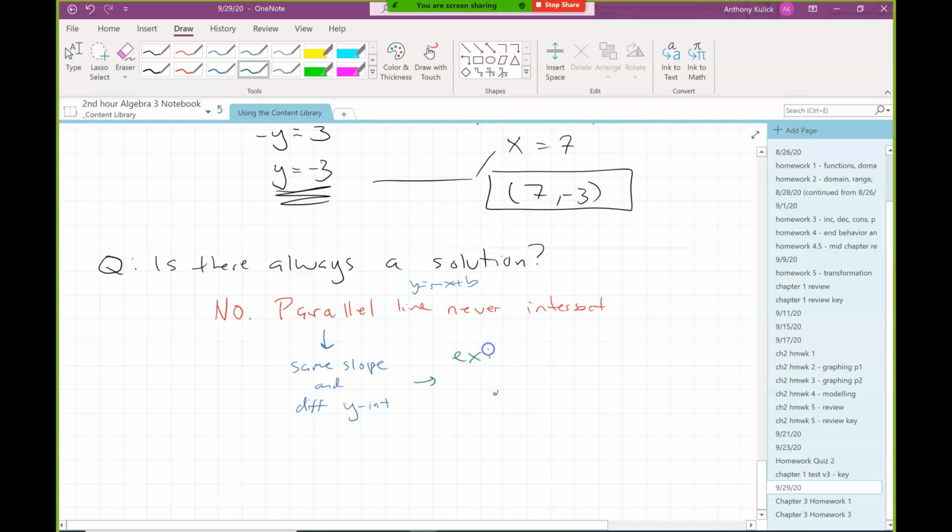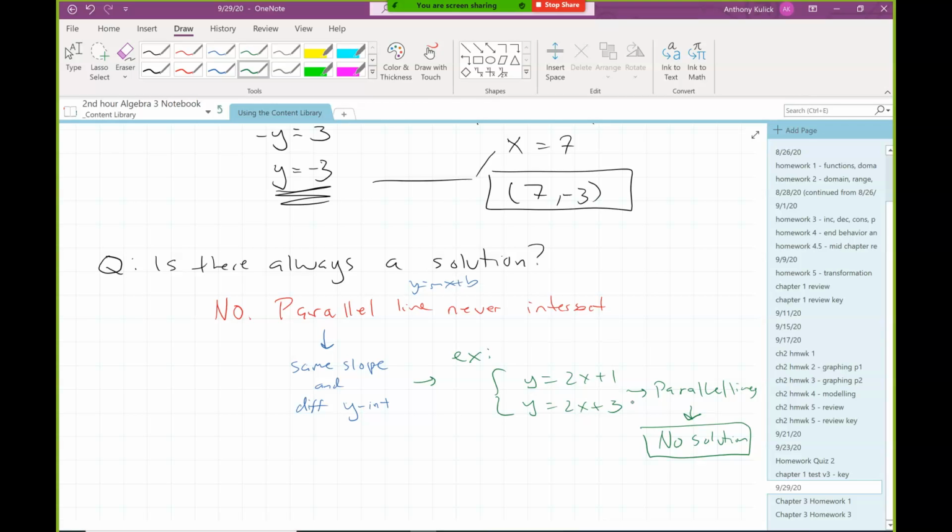So an example of that would be something like y equals 2x plus 1 and y equals 2x plus 3. These are parallel lines, and because they're parallel lines, we can say there's no solution. Everybody's okay with that idea?